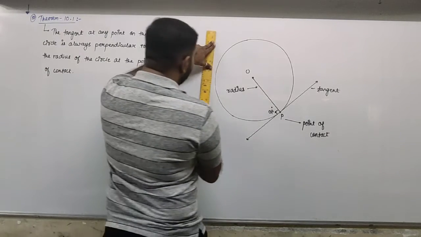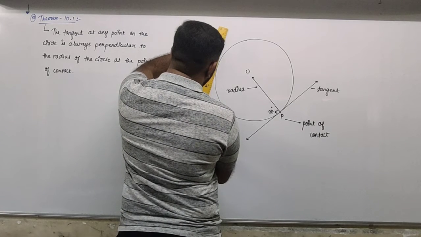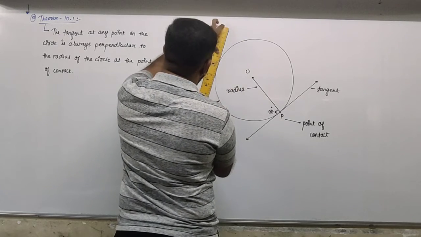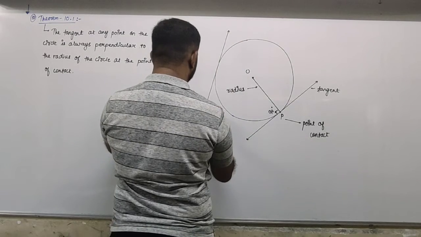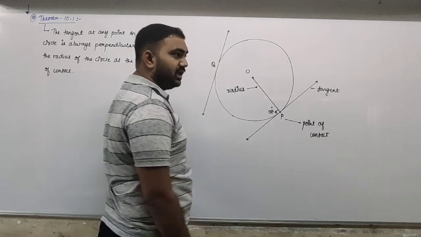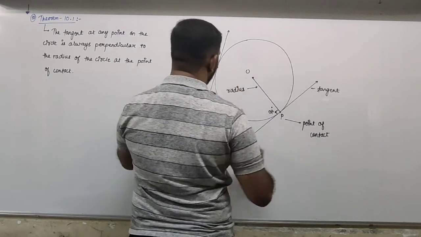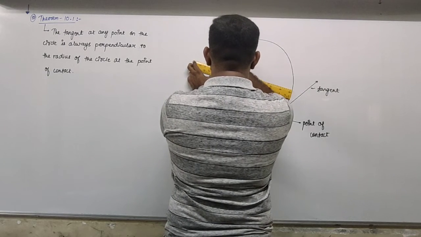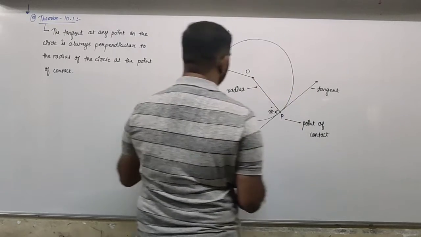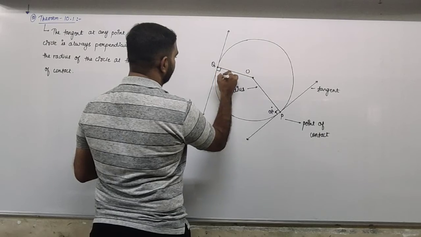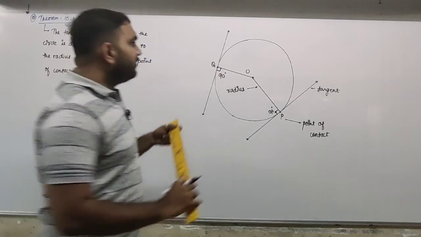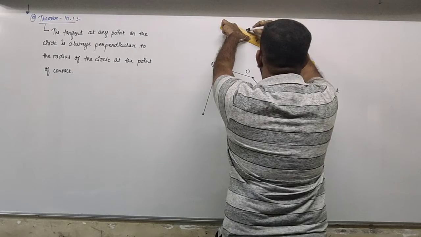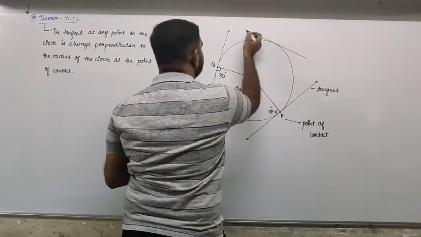Suppose if I draw a tangent like this, for example on this side, at let us say point Q. Then again at the point of contact, if we draw the radius, here also it is 90 degrees. If I draw another tangent like this, let me give you different examples: however you draw the tangent, it will always be perpendicular.